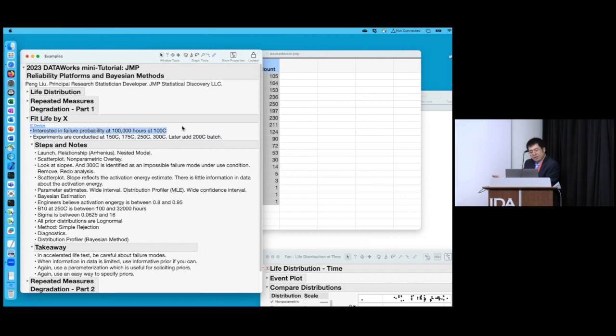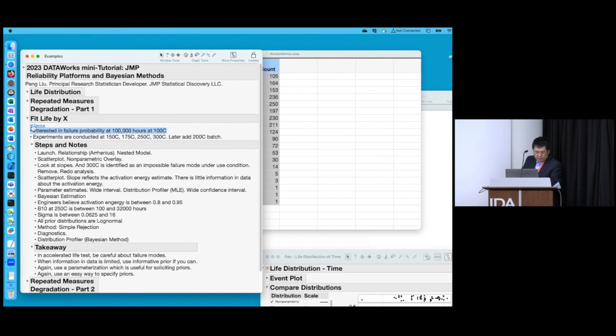So they can extrapolate backward to find the distribution at 100 degrees C, where they will never observe any failures within the duration of the experiment. And they are interested in the failure probability at 10,000 hours at 100 degrees C.